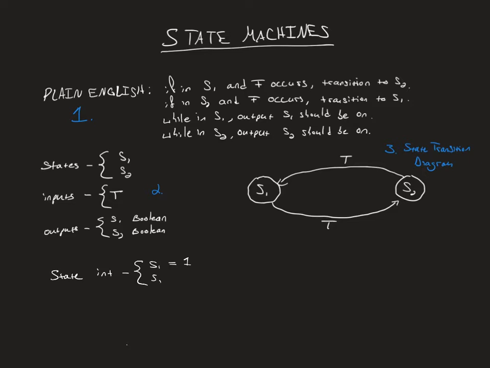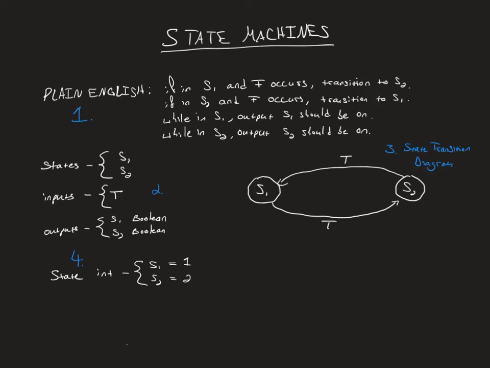S2 is going to be equal to the number 2. So we have some integer tag named state, which will take on the value 1 when the state machine is in S1, and will take on the value 2 when the state machine is in S2. There we go. So that is step 4, choosing the state representation, how we're going to encode it.